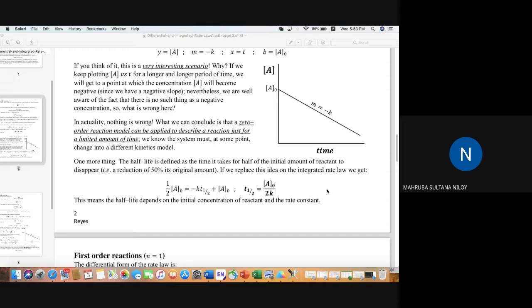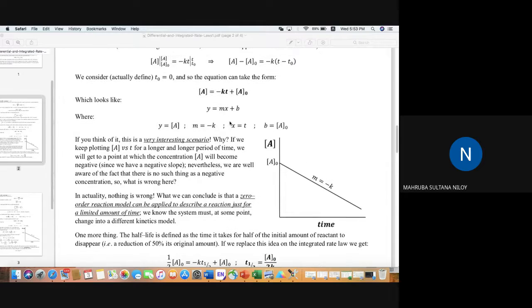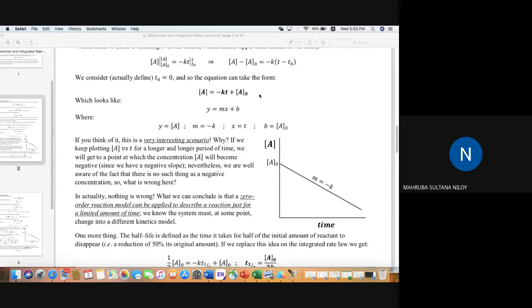Is it clear? No, sir, I didn't understand half-life. Okay, great. So for the zero order reaction, we got the equation like this, right? Yes. Okay, so with the time, the reactant concentration will decrease, right? Yes, sir.